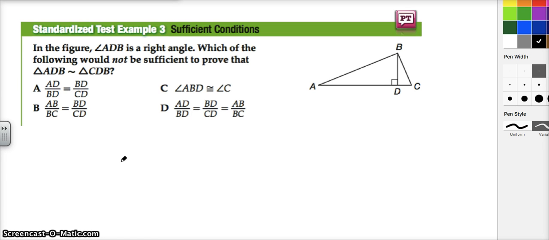Here's a standardized test example. So the answer choices are here, which is sometimes helpful, but sometimes it's just confusing. Let's see how we get through this. In the figure, the angle ADB is a right angle, as noted. Good. Which of the following would not be sufficient to prove that these two triangles, let's look at them, ADB and CDB, are similar.